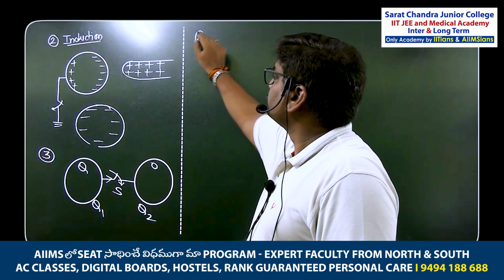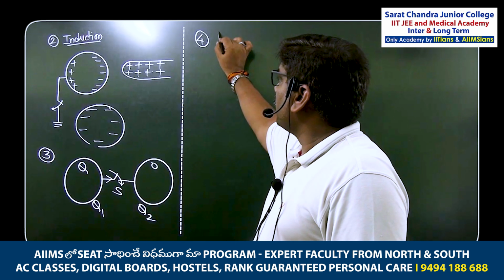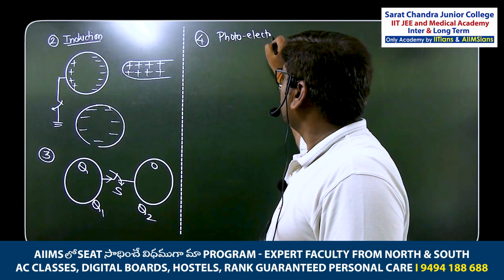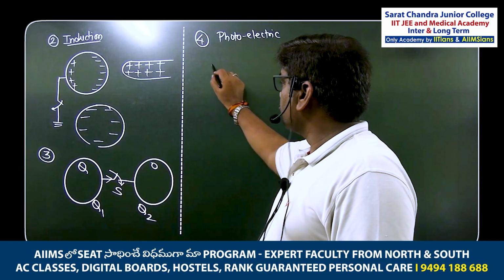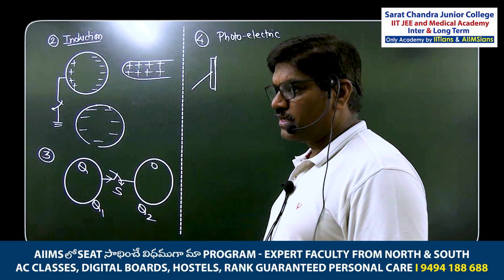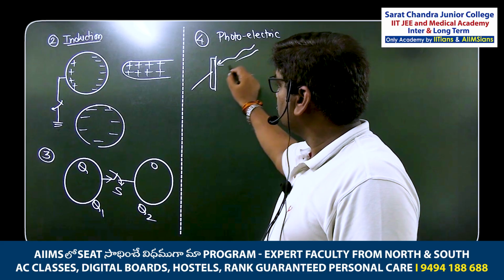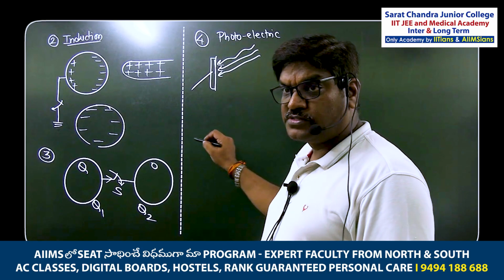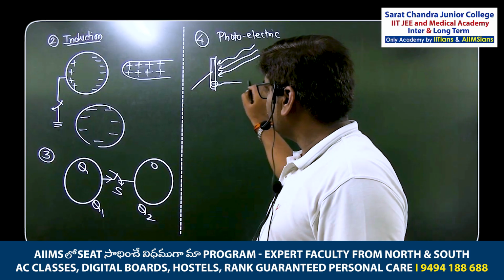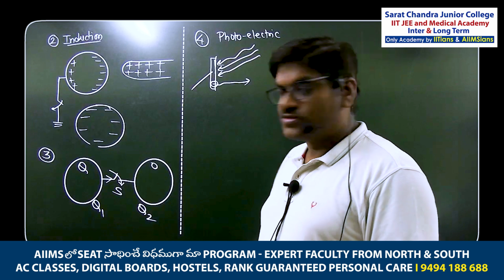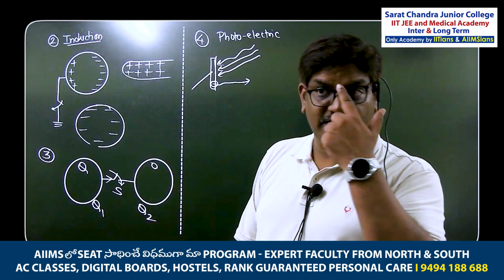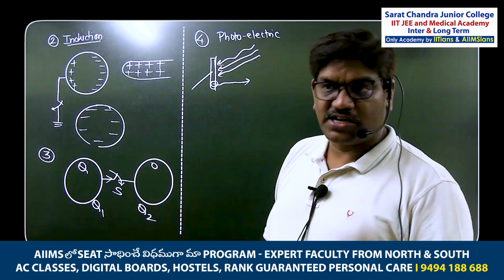Fourth one, I told you, the photoelectric effect. Suppose this is a metal piece, a conductor, and photons are falling on it. With the help of these photons, the electrons get sufficient energy and they leave the surface. When they leave the surface, it gets positively charged. So by the photoelectric effect also, a body can be charged.